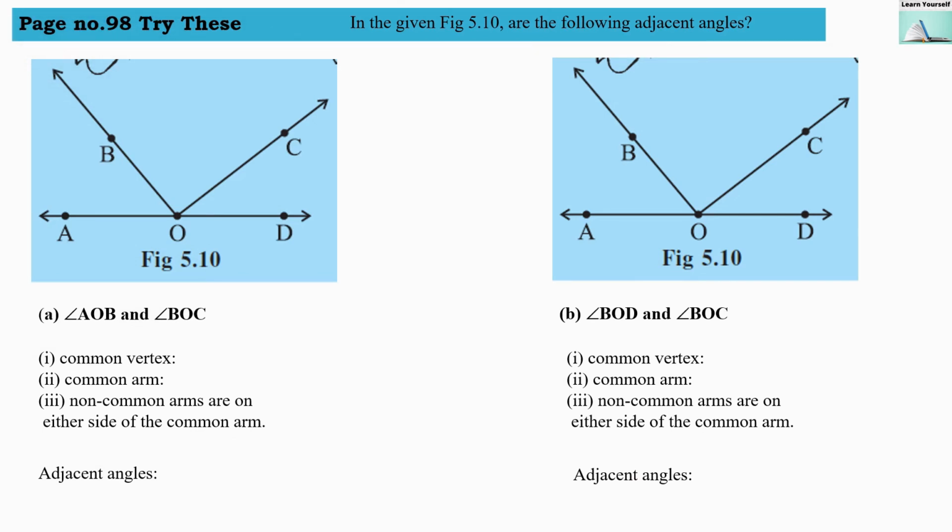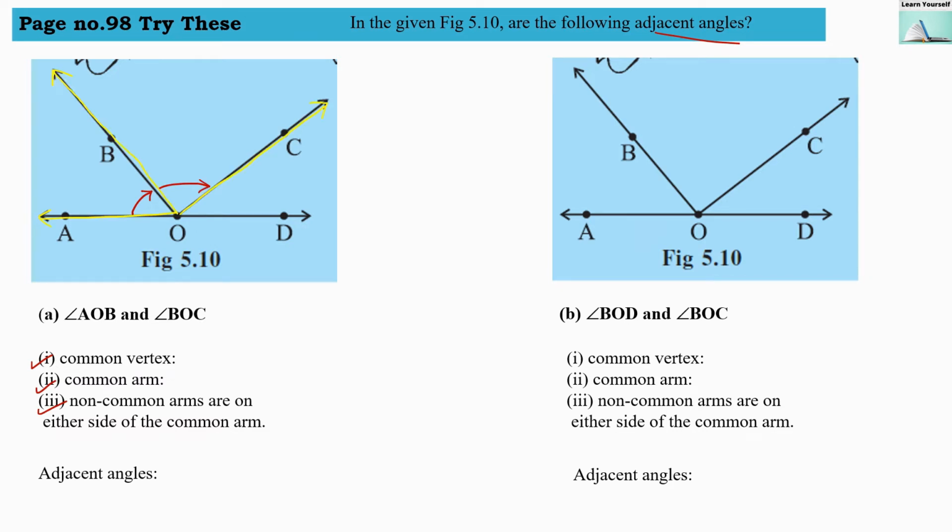Page number 98, try these sums. In the given figure 5.10, we have to find out whether the following angles are adjacent angles or not. For example A and B, we have to check whether they are adjacent angles or not. For that, we will check all three conditions. If all three conditions are fulfilled by these two angles, then they are adjacent angles. Let us start with the first example, angle AOB, this angle, and angle BOC, which is our second angle.